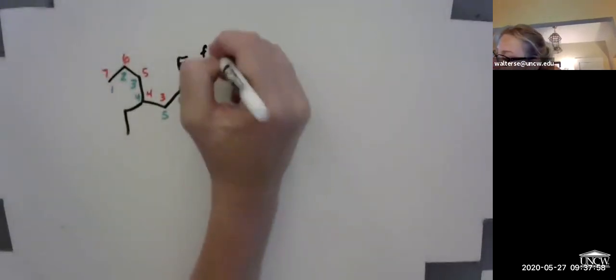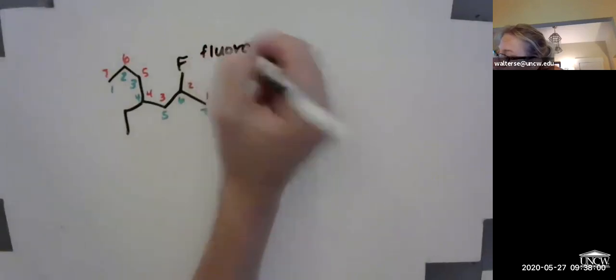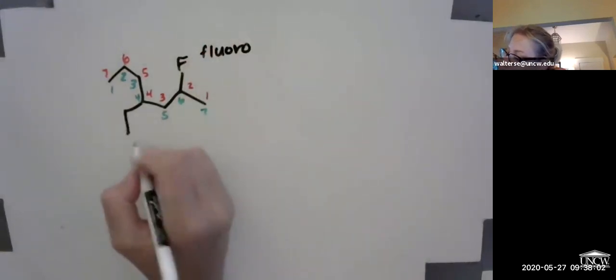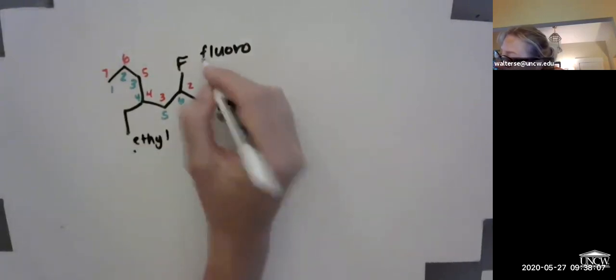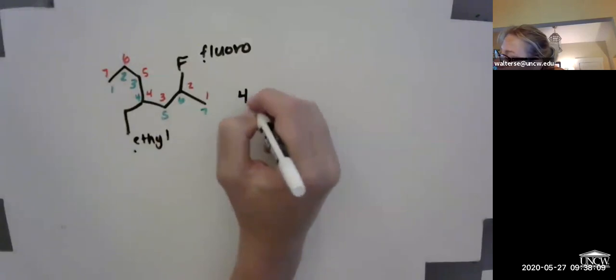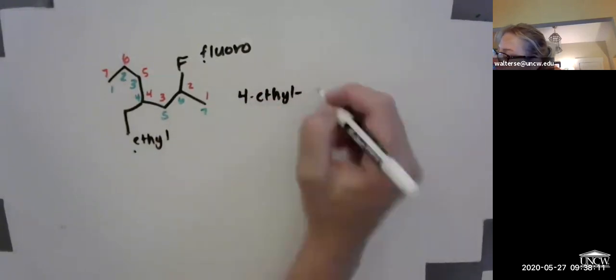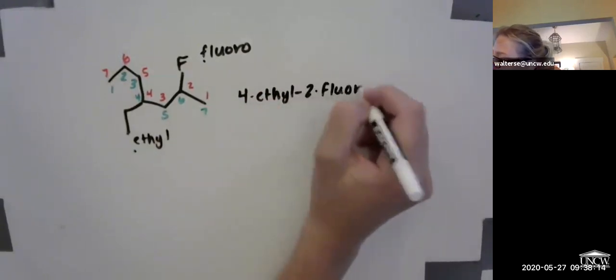F gives you fluoro. These are 2 carbons, so that's ethyl. E comes before F. 4 ethyl, 2 fluoro, heptane.